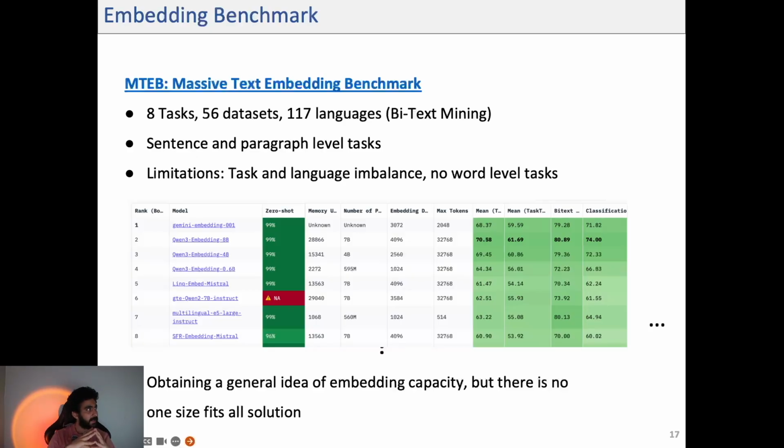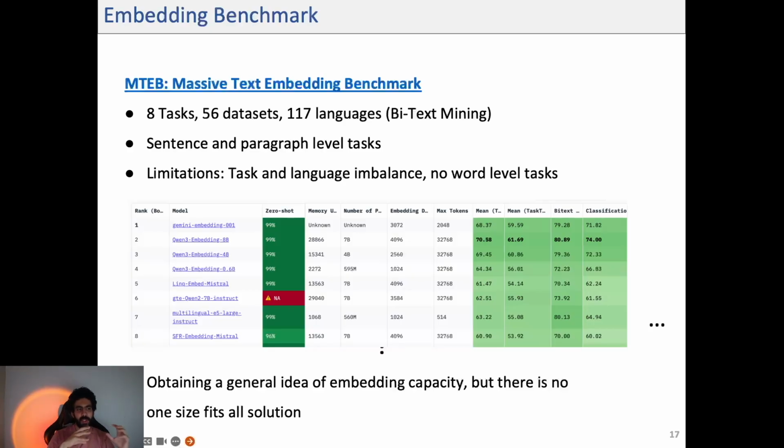And one thing to note is it does not test word-level tasks, so it's focused on use cases where full text understanding is needed. So here you can see a real snapshot, which we screenshotted a couple of days ago, of the recent results. Models like Gemini Embeddings or Qwen, Mistral are compared based on how they do across those tasks, for example, zero-shot classification or bitext mining. This is the latest leaderboard.